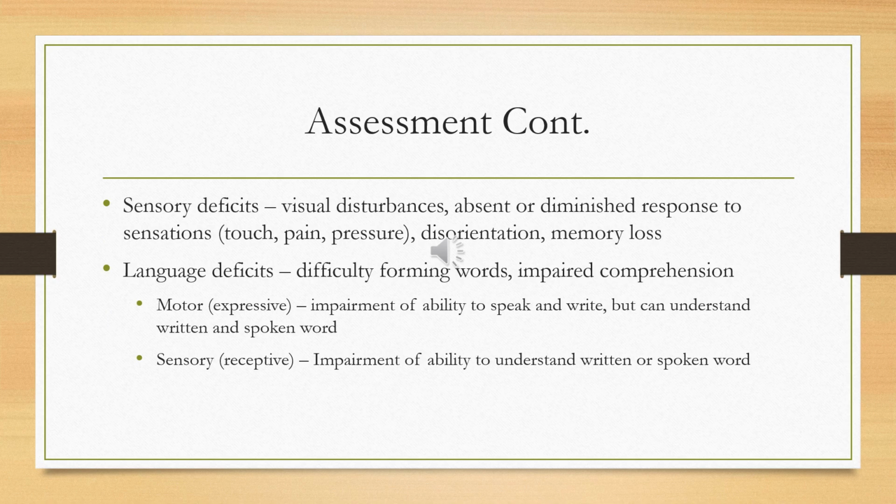Again, depending on where the stroke occurs in the brain, different things can occur. So visual disturbances, you might see difficulty in various sensations such as touch, pain, pressure. They might be disoriented. They might have some memory loss. And so there might be some language deficits as well. So then we're talking about expressive versus receptive aphasia.